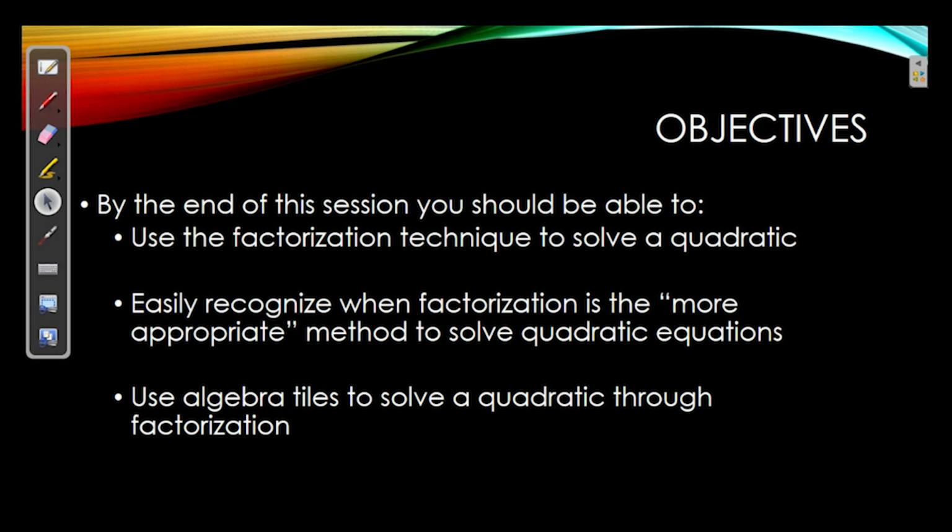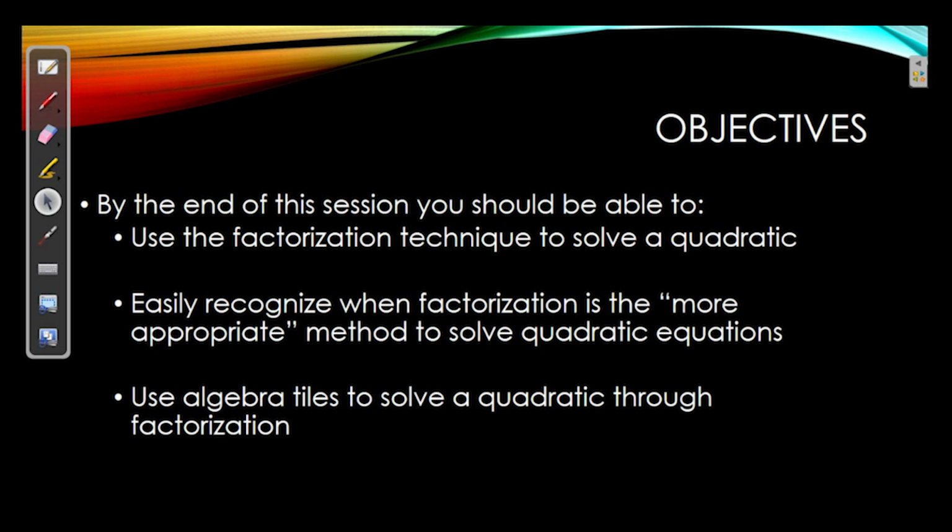Now that we've come to the end of our factorization, let's take a look, make sure that we understood what was expected of us, and to ensure that we have in fact achieved the objectives for today's session. So, do you know how to use the factorization technique to solve a quadratic? Regardless of the type of quadratic, whether it is a perfect square, a difference of two squares, or simply a regular quadratic, can you use that factorization technique? And if so, great job.